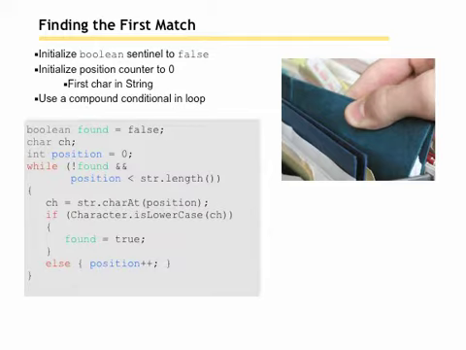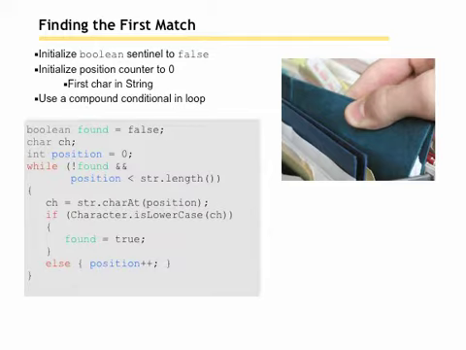Finding the first match. We want to initialize a Boolean sentinel value to false, meaning we haven't found it. We need to initialize a position counter to 0. That's going to be the first character in the string. And then we use a compound condition to control the loop.